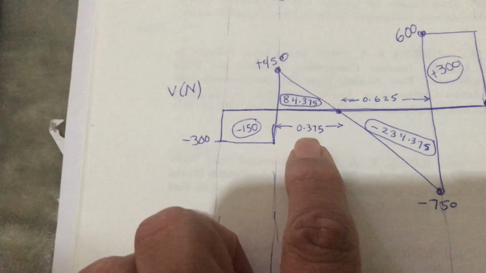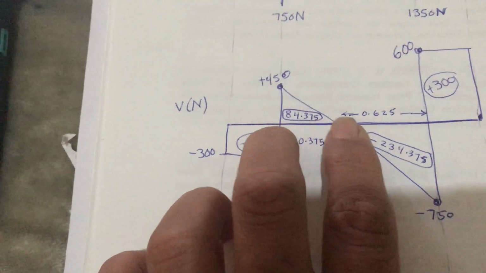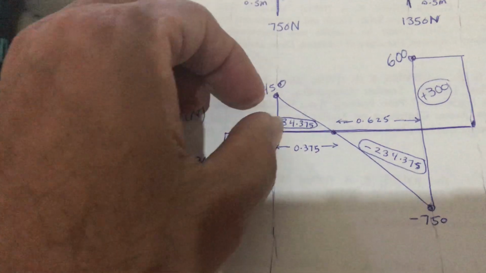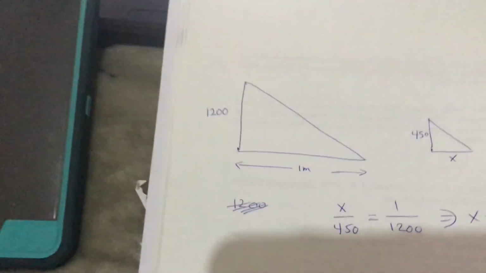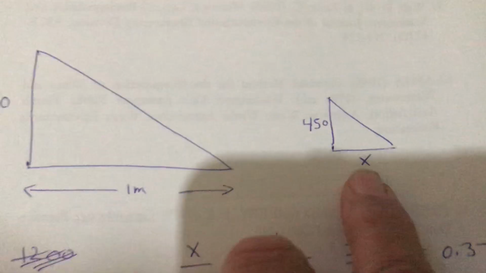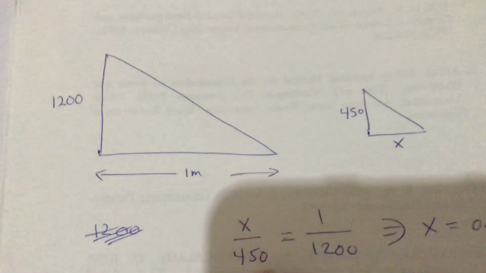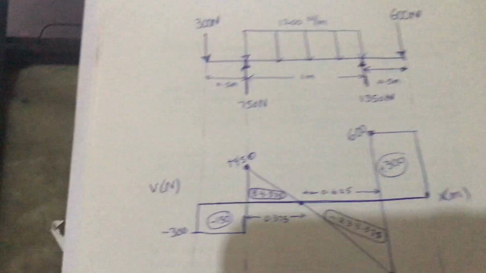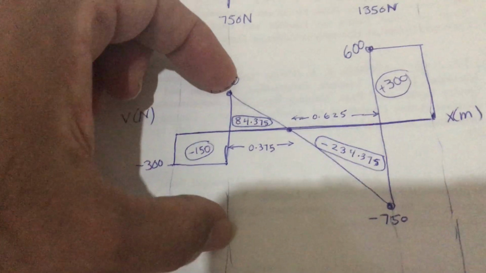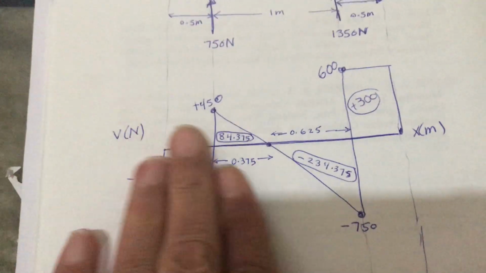I know I found the answer here, 0.375, but let's find this x. Okay, 450 and x, and 1200. So x over 450, because they are both the same triangle. This is the big triangle and this is the small triangle. So they're all the same triangle.